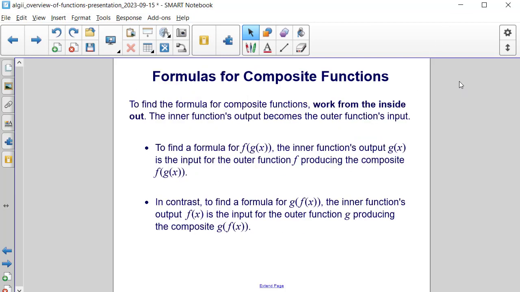These first few examples have been with evaluating and going from one function to the next using substitution. But now, if you're just finding the formula for composite functions, you're going to need to work from the inside out. The inner function's output becomes the outer function's input. So to find a formula for f of g of x, the inner function's output g of x is the input for the outer function f, producing the composite f of g of x. In contrast, to find the formula for g of f of x, the inner function's output f of x is the input for the outer function g, producing the composite function g of f of x.